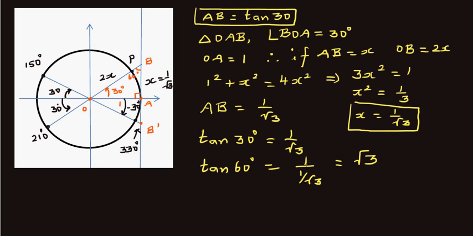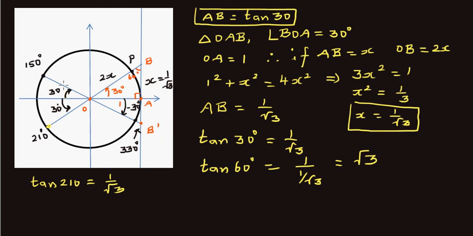So let's find other results. So if tan 30 is 1 over root 3, I can also say tan of 210 is also going to be 1 over root 3, because this point, when it is joined with this tangent, it's going to form AB. Okay, so tan 210 is also going to be 1 over root 3.